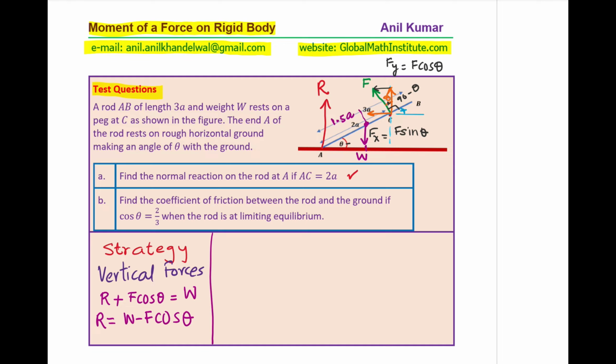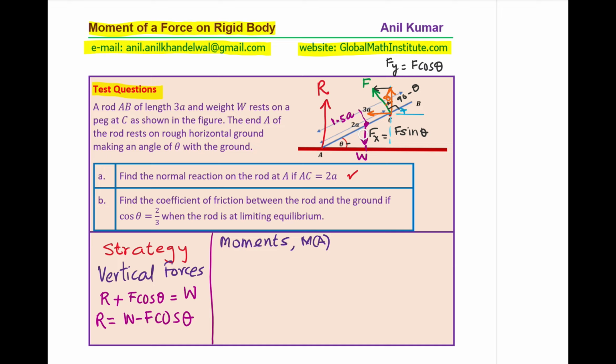Now the other thing is we need to work on the moments. Moments can be taken at any point you want. Since the reaction is not known to us, it is best to find moments about A. So we'll take moments about A, right? Since it is in equilibrium, the sum of the clockwise moments should be equal to the counterclockwise.